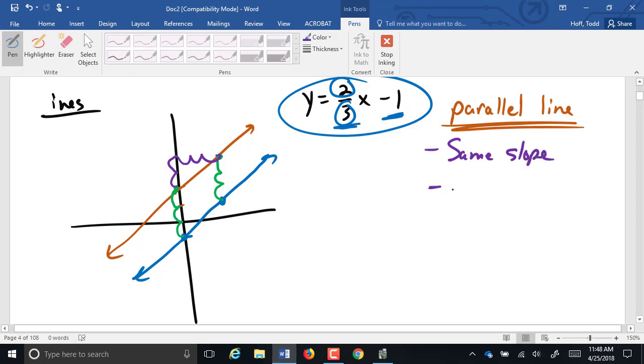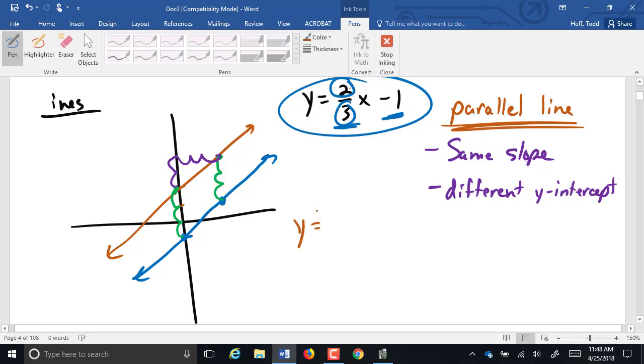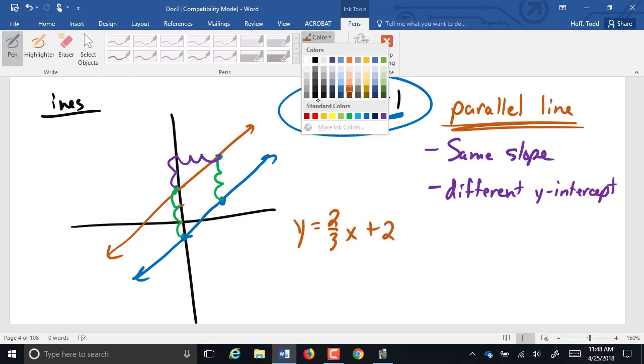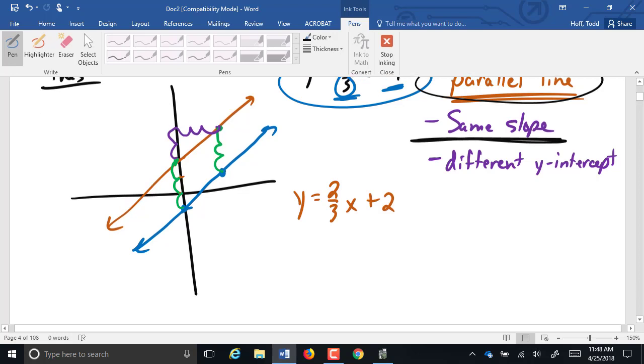What has changed? There is a different y-intercept, a different starting point. So the equation for that line is still going to be 2/3 times x. The slope is the same. The y-intercept now has just gone up to +2. So for parallel lines, that's a very important relationship, that those slopes are the same. It's just the intercept that changes.